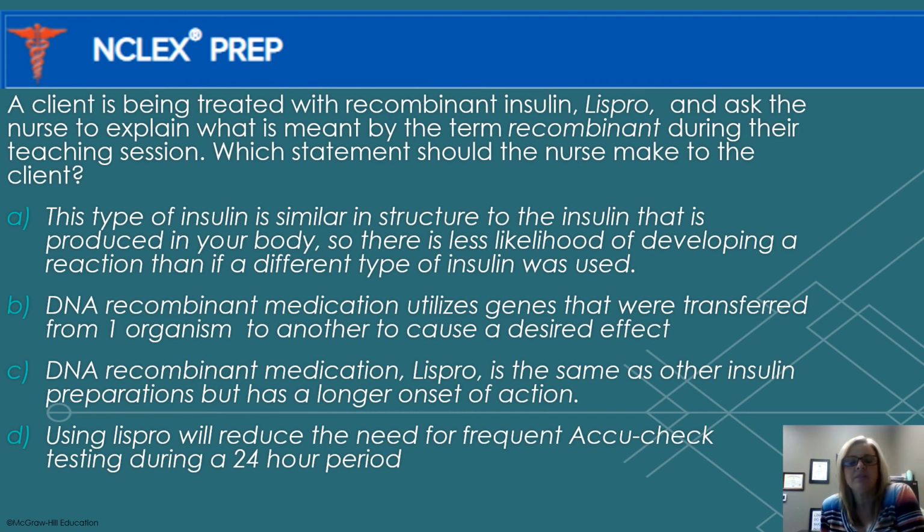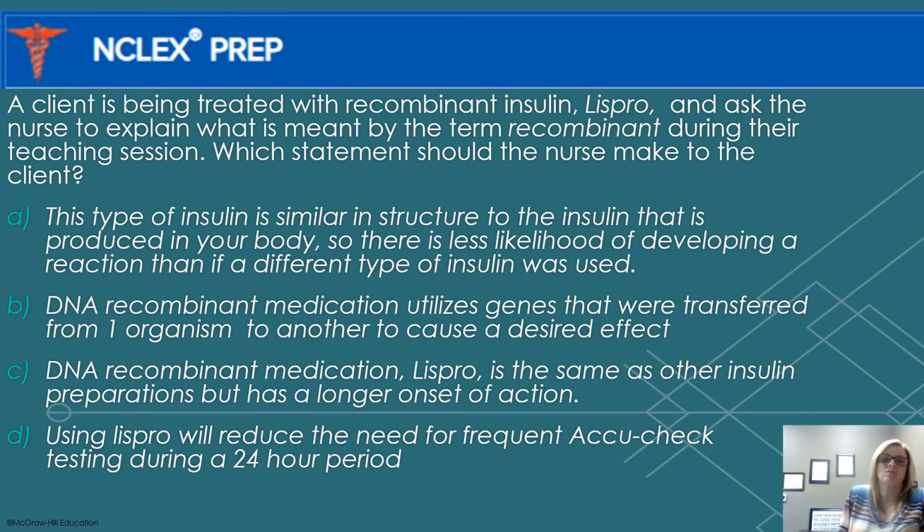A, the type of insulin is similar in structure to the insulin that is produced in your body. Sorry for the typos. So there is less likelihood of developing a reaction than if a different type of insulin was used. B, DNA recombinant medication utilizes genes that were transferred from one organism to another to cause a desired effect. C, DNA recombinant medications like Lispro is the same as other insulin preparations but has a longer onset of action. Or D, Lispro will reduce the need for frequent AccuCheck testing during a 24-hour period. So stop and come up with your answer.